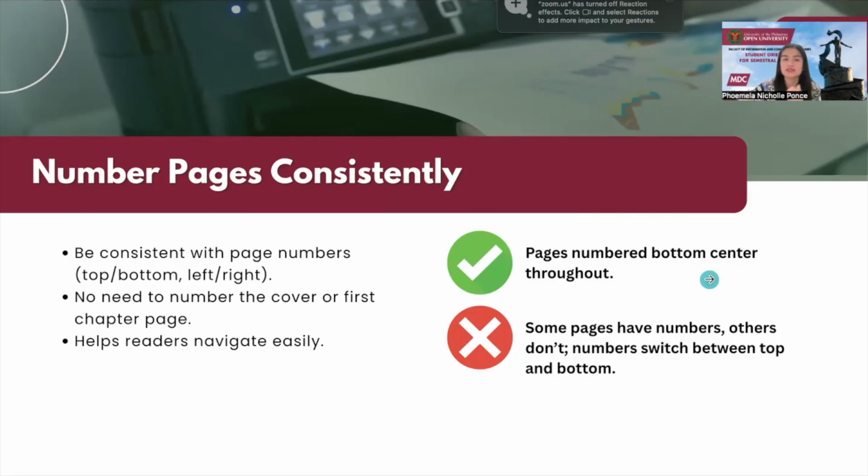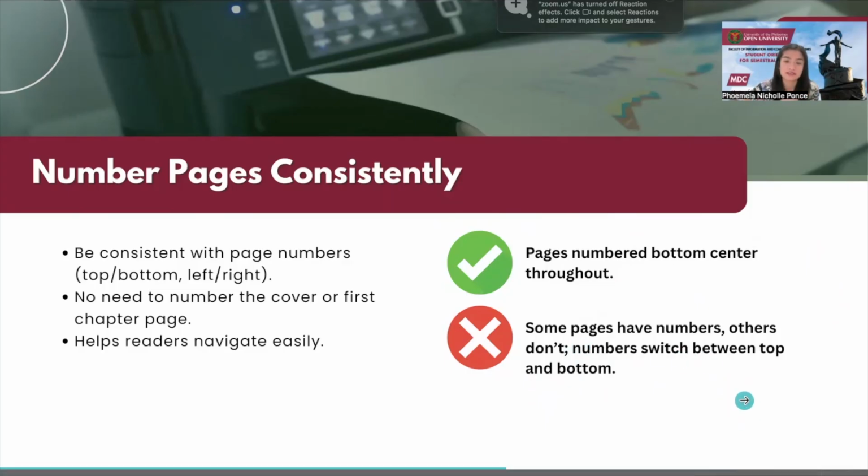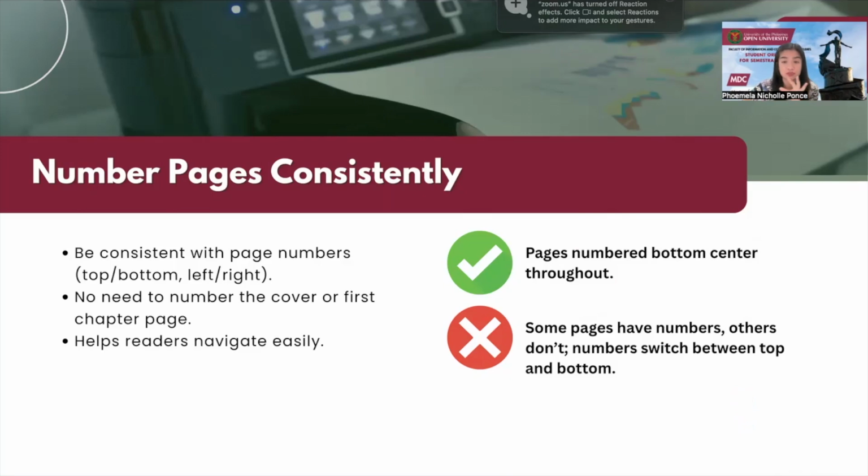So, what do I mean by be consistent with page numbers? Just like in my example here, once you decide that you want your page numbers at the bottom center of your paper, make sure all throughout the whole paper it's at the bottom and at the center. What don't you want to do? You don't want to have pages on your paper with page numbers in it, and some don't. You also do not want to have page numbers switched between top and bottom because that would really confuse your readers. So does this even happen? Well, for me, yes, it does.